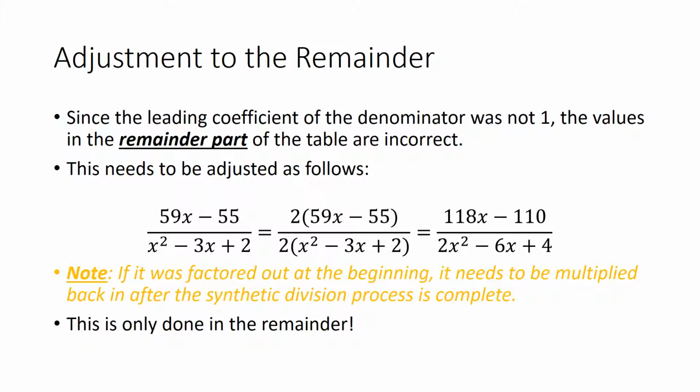So just a simple note is that if it was factored out at the beginning, it needs to be multiplied back in after the synthetic division process is complete. And this only is done in the remainder. It is not done to the quotient, only in the remainder. So the original denominator must be present in the remainder before you make any reports about what the quotient and remainder are.